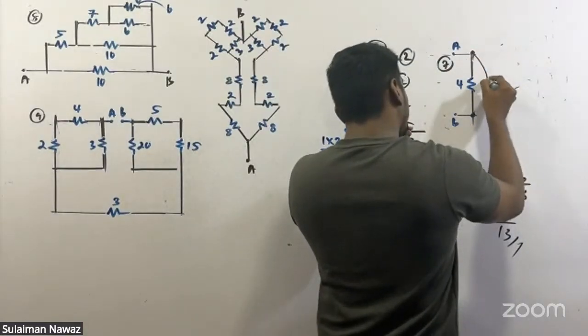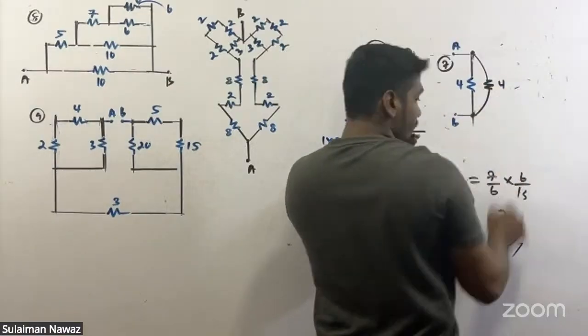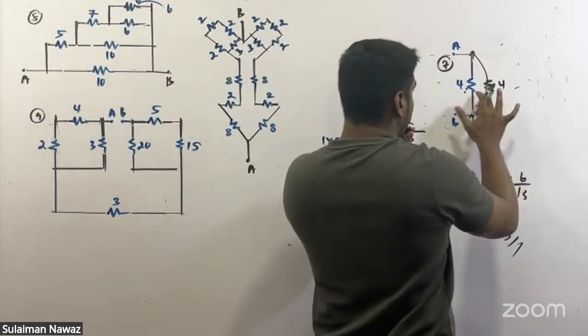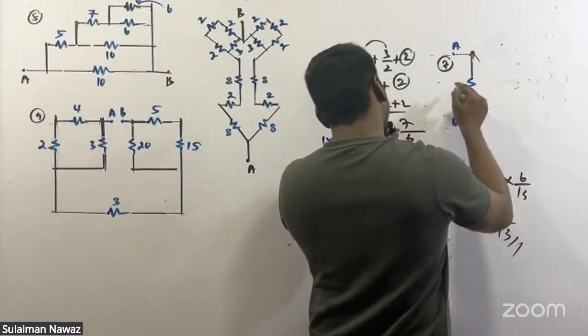Finally, the last one. Between A and B, these two are parallel. Answer going to be 2 ohms.